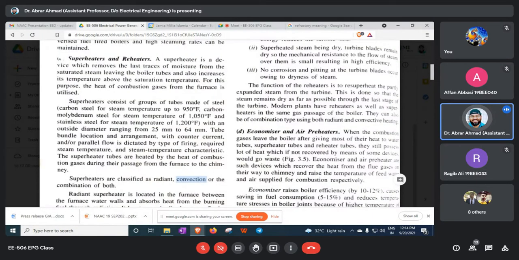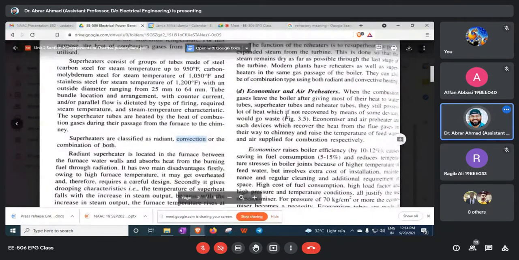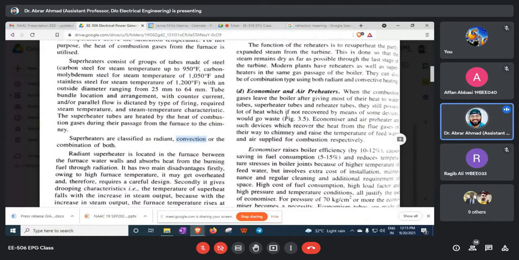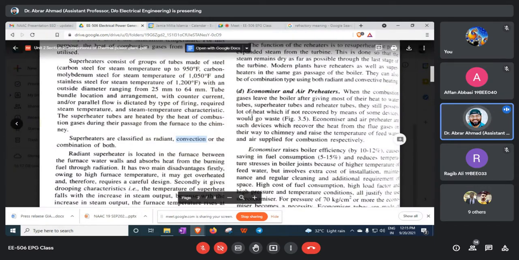Then we have economizer and preheaters. As the name suggests, the water is preheated before it is heated by the main boiler. So when the combustion gases leave the boiler, after giving most of their heat to the water tubes, superheated tubes and reheated tubes, they still possess a lot of heat, which if not recovered by means of some device would go waste.